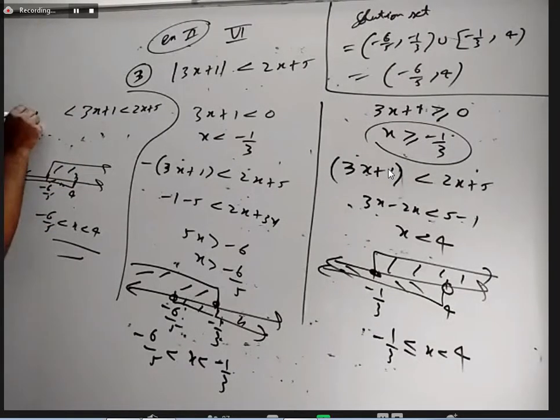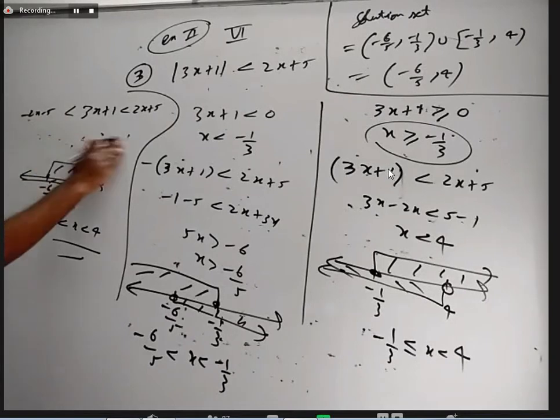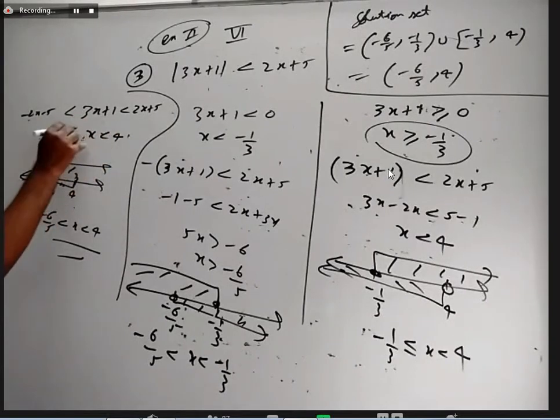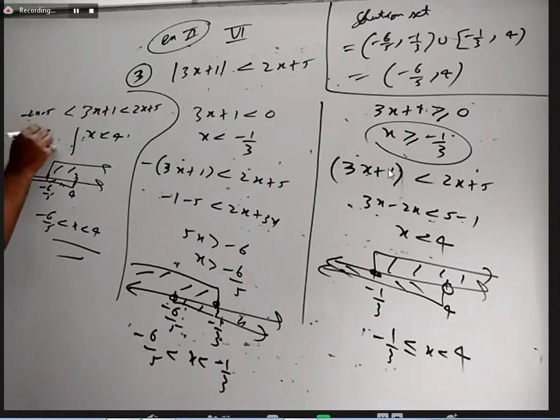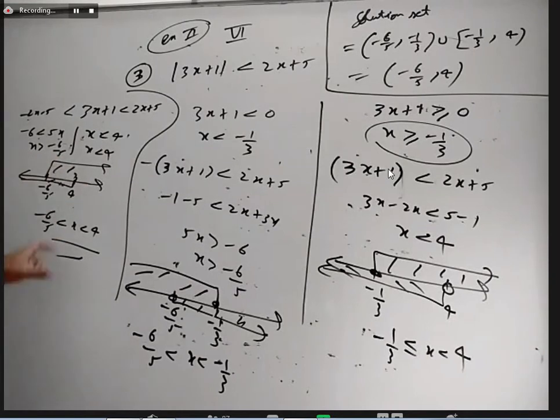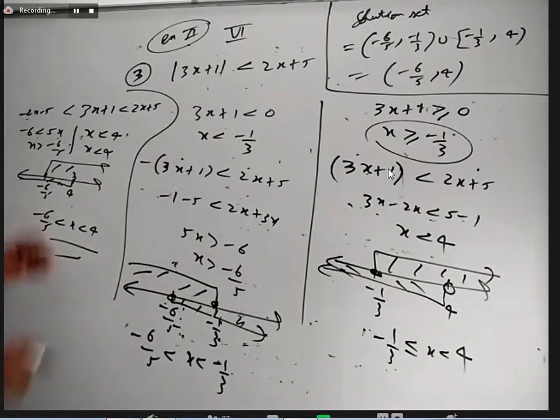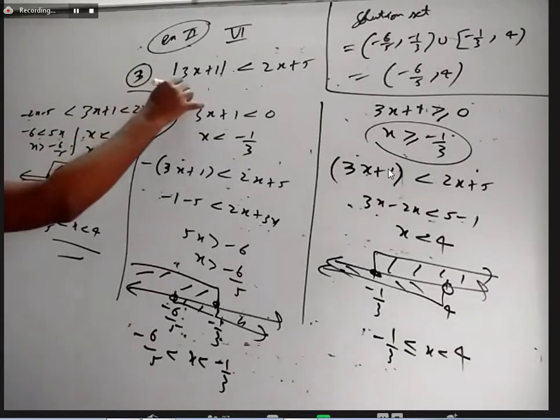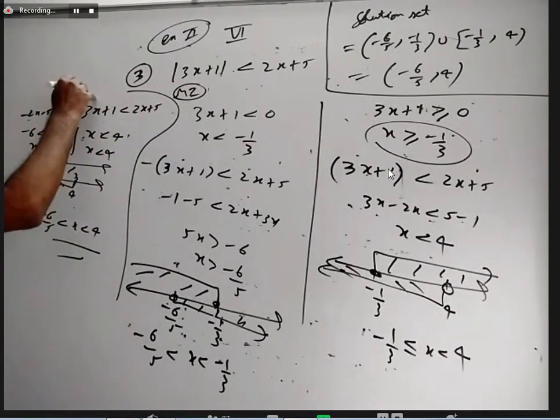Minus 2x minus 5. Here you will get x less than 4. Here you will get minus 6 less than 5x. x greater than minus 6 by 5, x less than 4. Yeah, this is easier here than all this. Okay, you can do it anyway. That is method 1. This is method 2.